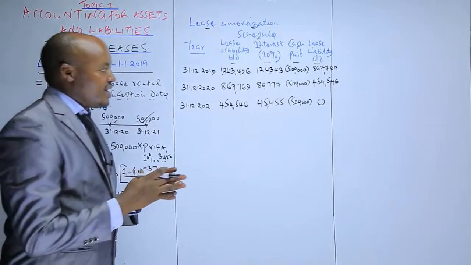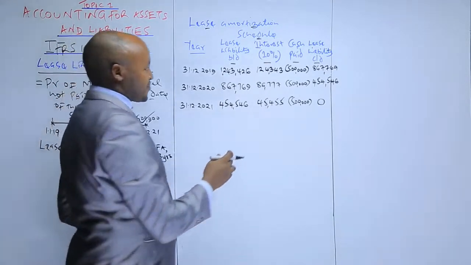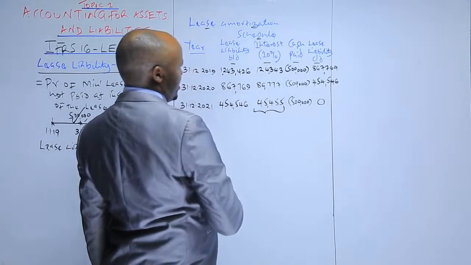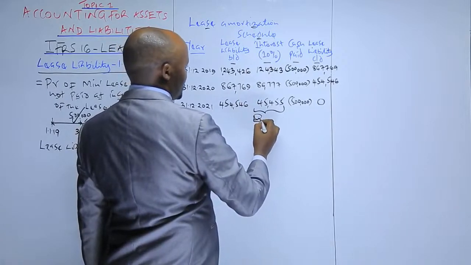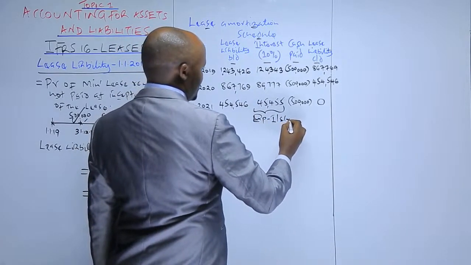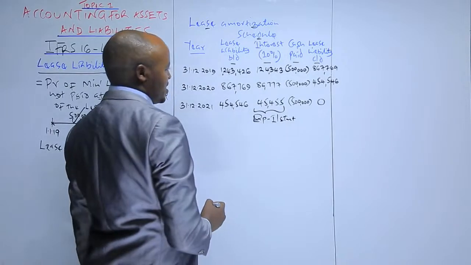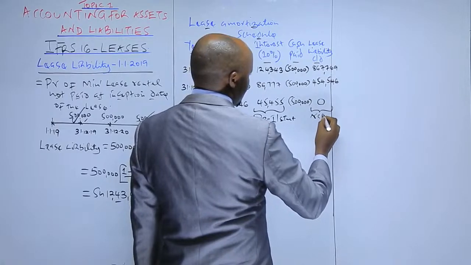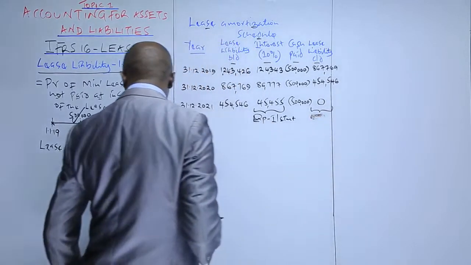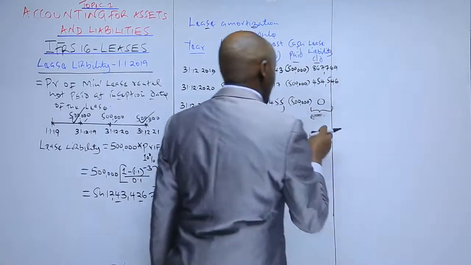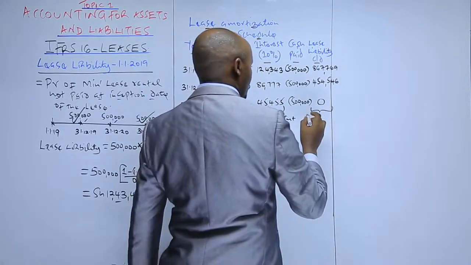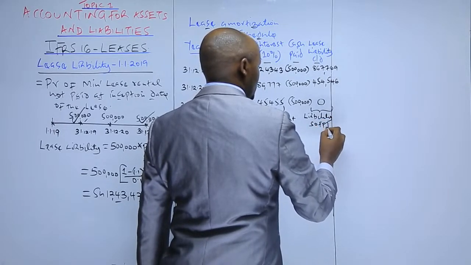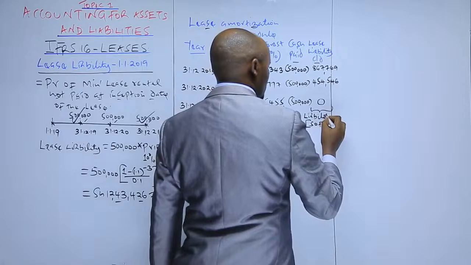What the lessee should account for in his financial statements is that this interest which we have here is accounted for as an expense in the income statement of the lessee, and this particular lease liability is a liability in the statement of financial position of the lessee.